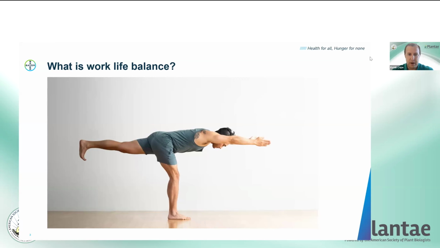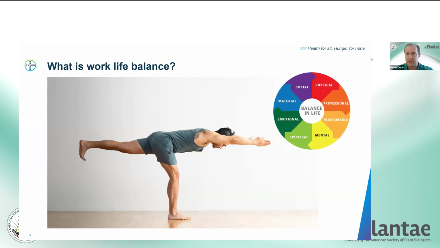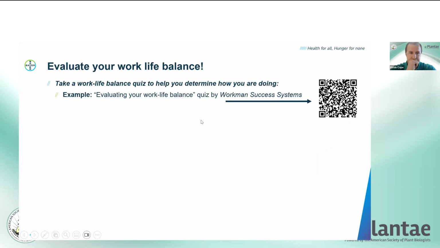And there's lots of things that we need to be balanced in. It's not just, I'm at work, I'm at home. As human beings, we're very complicated. We have aspects of our lives that are social, physical, professional, mental, spiritual, emotional. I mean, you can see this circle on the top right that demonstrates the different aspects of our lives. And balancing it all is not easy, but it is possible.